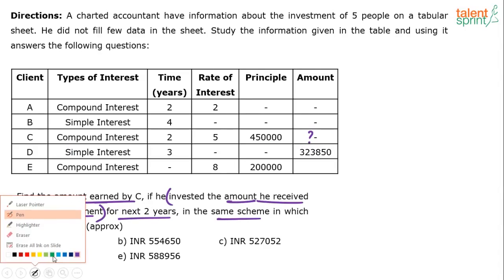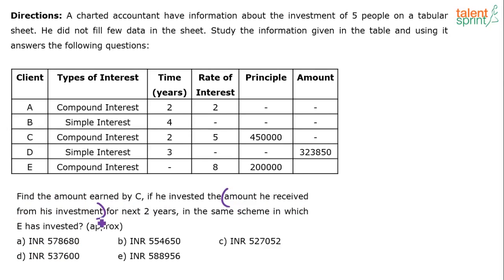Let me put it this way. Let's assume the amount he received from his investment is X. So this is X, find out X. Now this X for the next 2 years is invested in which scheme? In the scheme in which E has invested. So this X has to come here.